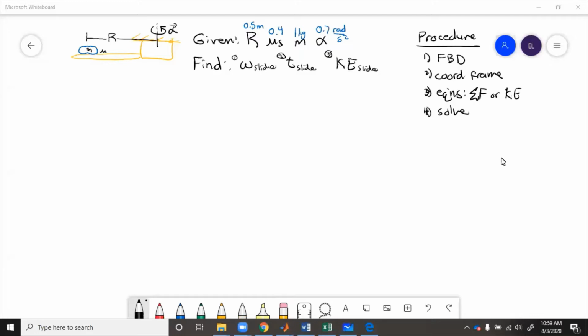In this problem, we have a Beanie Baby on the blade of a fan. The fan is started up with angular acceleration alpha, 0.7 radians per second squared. And then we need to figure out how fast is the fan moving when the Beanie Baby starts to slide? What time does it slide at? And then finally, what is its kinetic energy right before sliding?